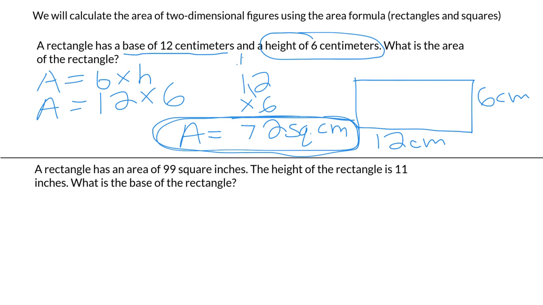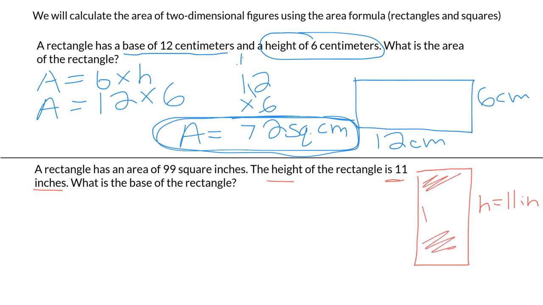Again, I'm going to draw a rectangle here to help my brain understand this problem and model it. Okay, so I know that the height of my rectangle is 11 inches. You can see that here. I'm going to pull that information out and I'm going to label my height equals 11 inches. Okay, I know that the area, so the inside of my rectangle, is 99 square inches. Almost ran out of room there. Sorry, that's a little bit messy. And then I am missing my base measure.